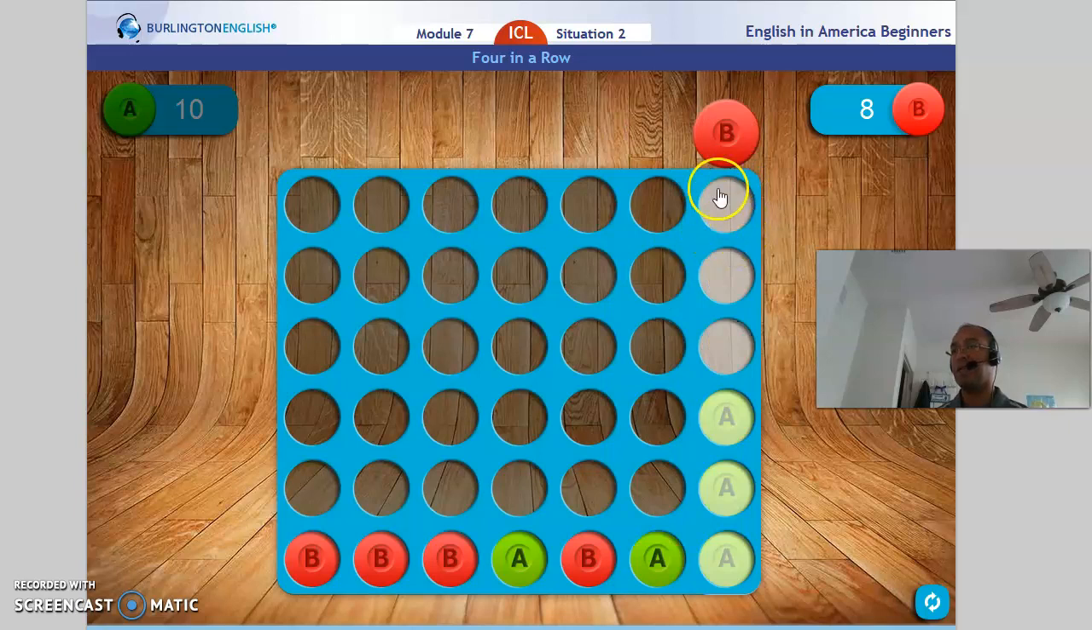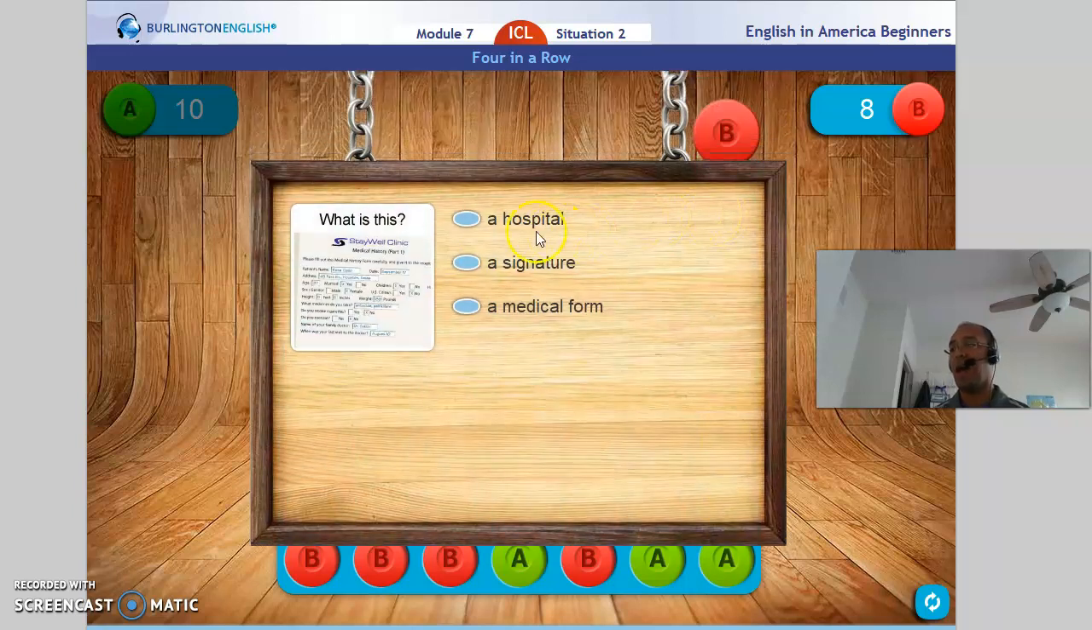Okay, let's interrupt their progress here, otherwise A wins with 4 connecting 4. A hospital? What is this? A hospital? A signature? Or a medical form? Yes, you're correct. It is a medical form.